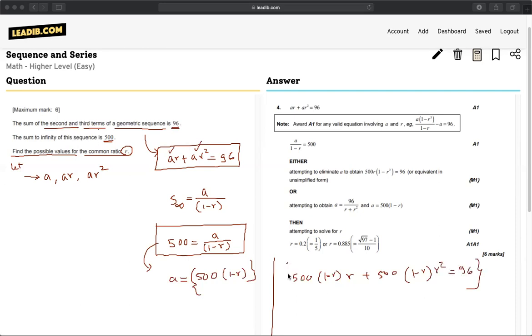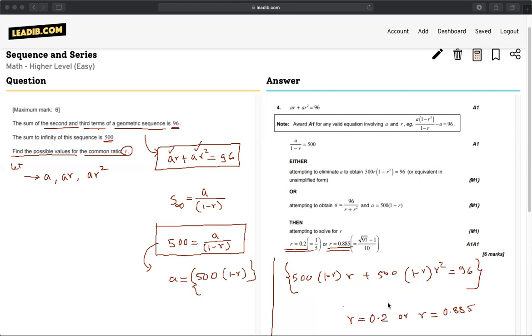Now this is the equation you've got. You can use your calculator to simplify this, and after you simplify you will get the value of R. I believe the answer is 0.2 or 0.885. Both answers are equally valid. So you can write down R can be either 0.2 or R can be 0.885. I believe this is going to be a cubic equation.